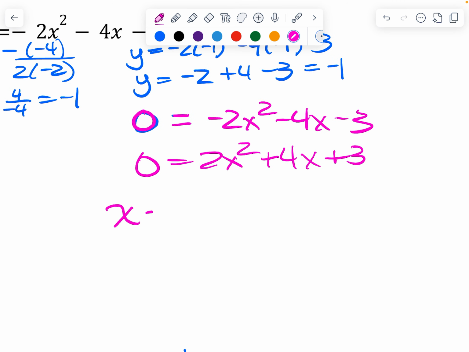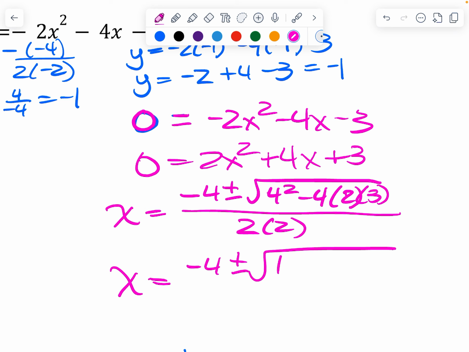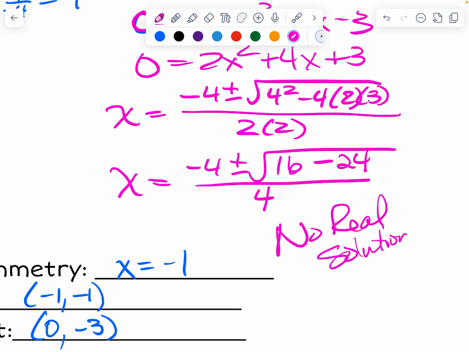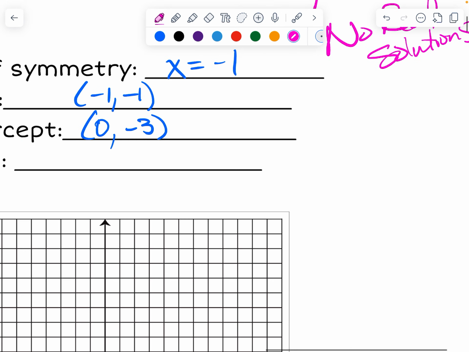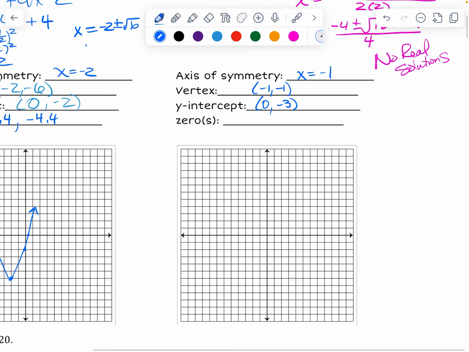I'm going to go ahead and do the quadratic formula. So negative 4 plus or minus the square root of 4 squared minus 4ac all over 2a. That'll get me negative 4 plus or minus the square root of 16 minus, is that 24? That was 6, 24. So that'd be over 4. So that means no real solutions. So I come down here and I do negative 1, negative 1. I do 0, negative 3.